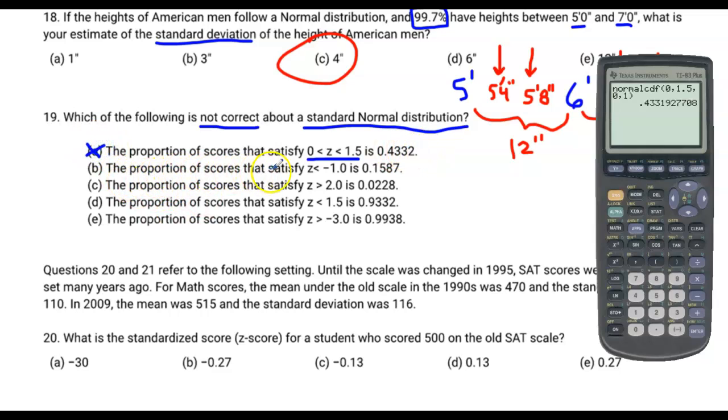The proportion of scores that satisfy Z is less than negative 1.0 is 0.1587. It could be anywhere from negative infinity to negative 1. That's 0.1586. Looks like that one is correct as well.